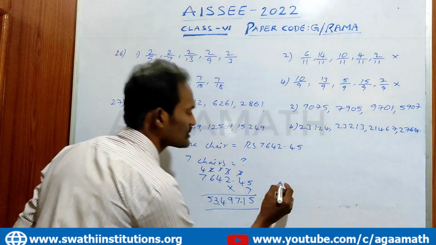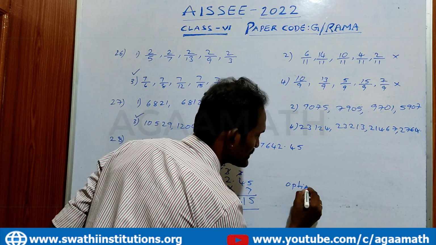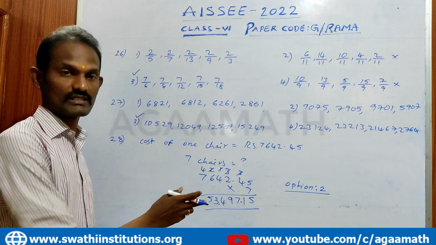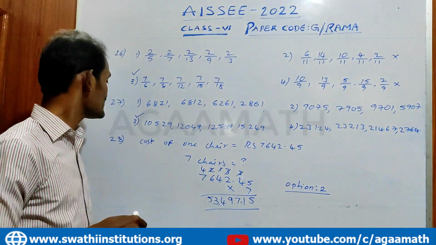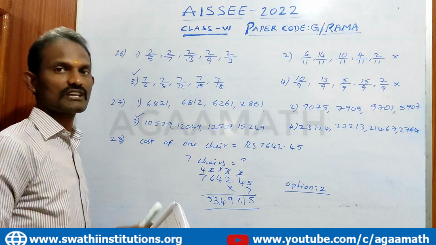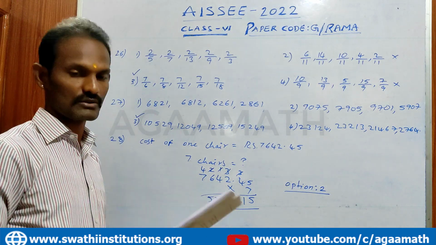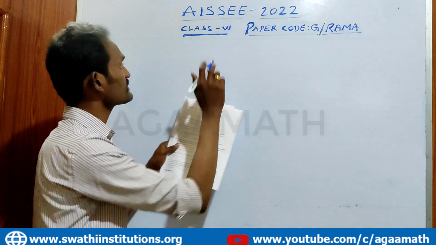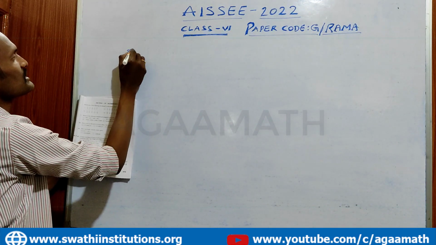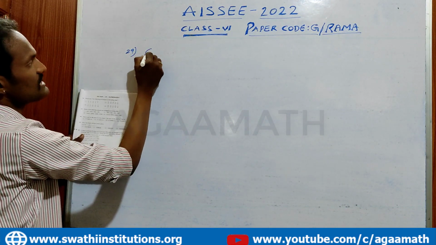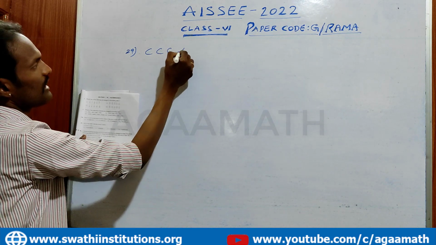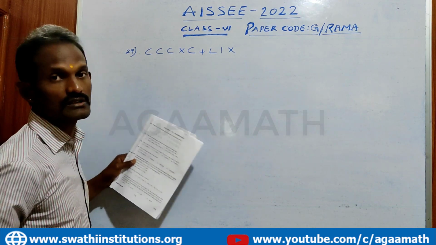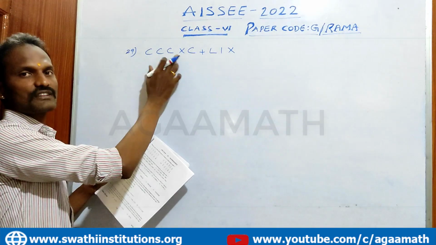For the 28th question, option 2 is the right answer, which satisfies this one. Okay, so these are the 3 questions, like 26, 27, 28. Now let us go with the next 29th question. The 29th question is fill in the blank with the correct option. That is 29th question is C XC plus LIX. So these are the Roman numerals.